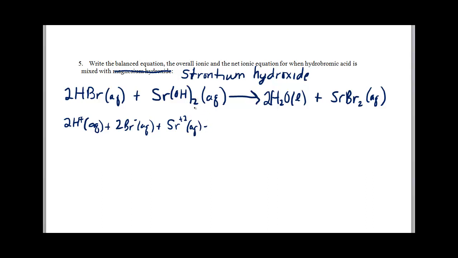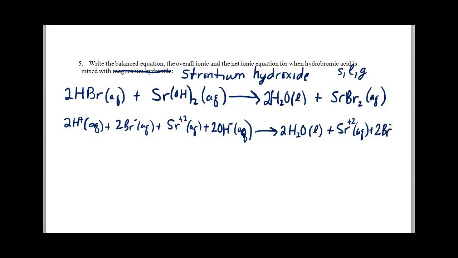And look at here, I have 2 hydroxides. That's why I say 2 hydroxides. Okay, here, look at right here. Remember, we said solid, liquid, gases keep together. Only separate aqueous. So what do? It's a liquid, keep it together. It's aqueous, separate aqueous, strontium plus 2, and there's the 2 bromides.